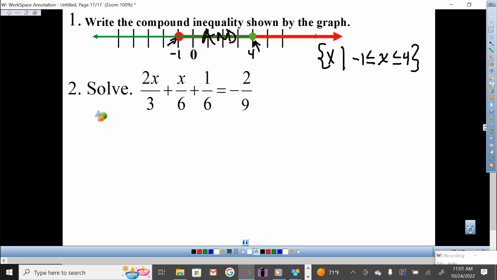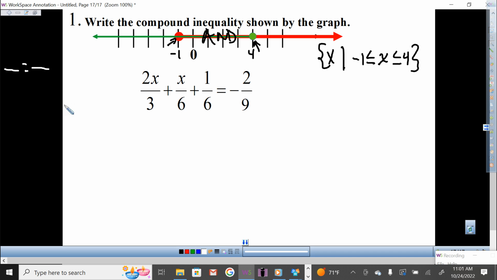Number 2, it says solve. So, question, is this a proportion? Tell your neighbor what a proportion is. See if they remember. What is a proportion? Yeah, a fraction equal to another fraction. Is this a fraction equal to another fraction? No, because we have more fractions over here. So this is not a proportion. We can't cross multiply. So what do we do?